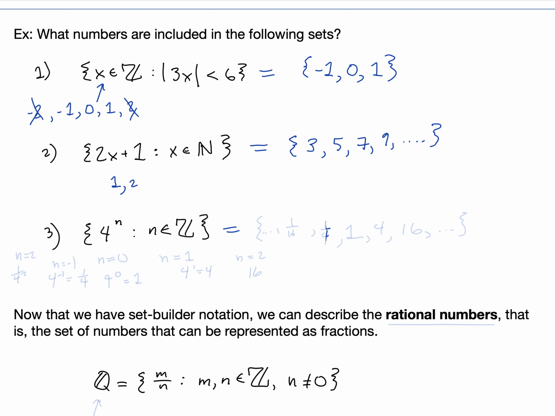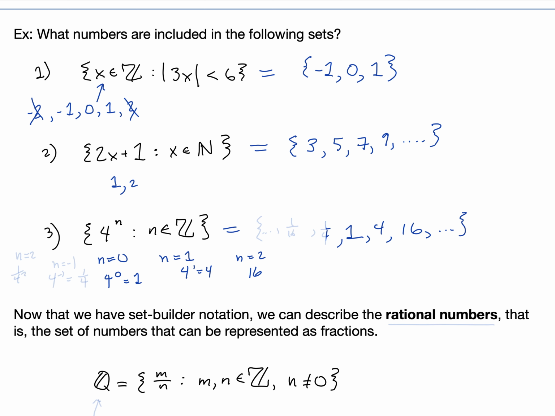Okay, let's see. So remember the integers, positive and negative whole numbers as well as 0. So say when n equals 0, we have 4 to the 0, which is 1. So 1 is an element of this set. When n equals 1, we have 4 to the 1, which is 4. When n equals 2, we have 4 squared, which is 16. So 16 is an element of this set.